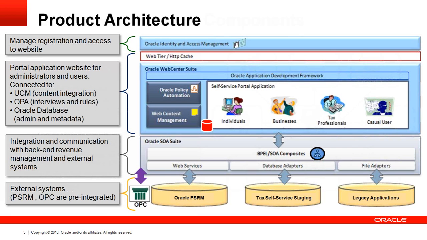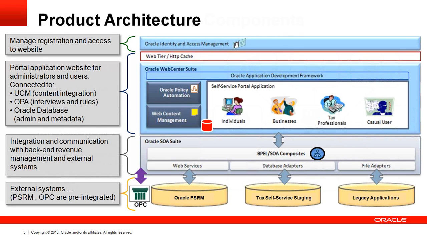So now let's look at the product architecture and how all the different pieces fit into the different layers that we have. The first layer is the layer that manages the registration and access to the website. That is where the Oracle Identity Management, OIM, and OUD fit.